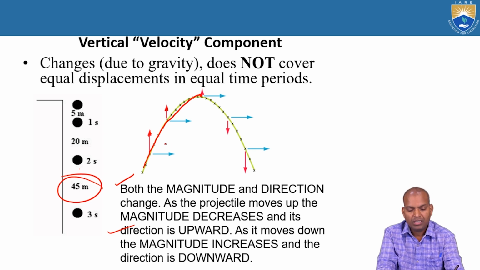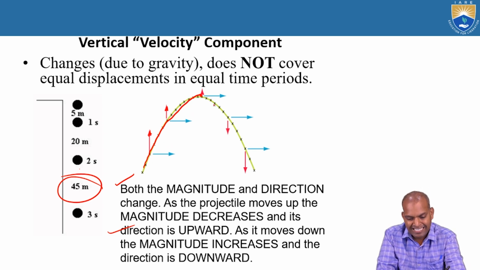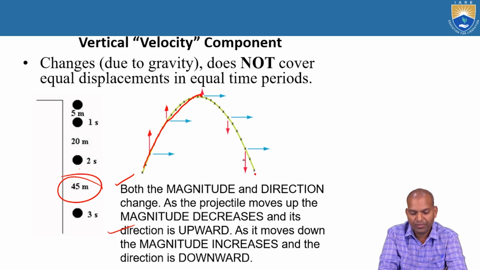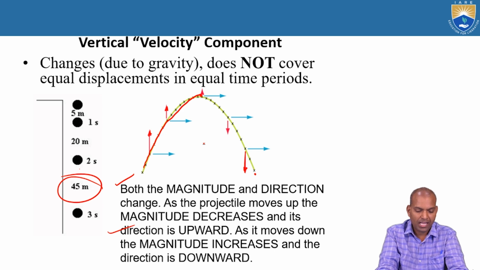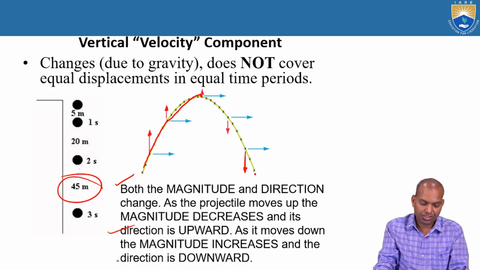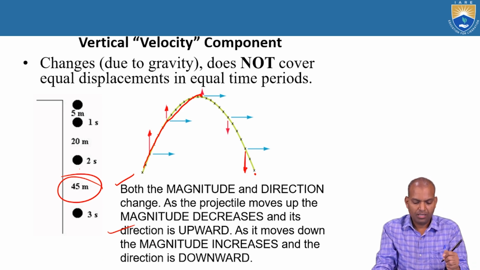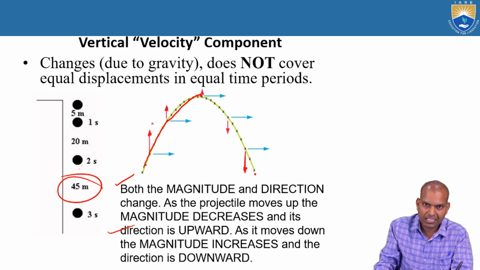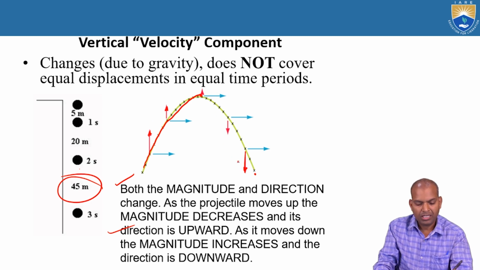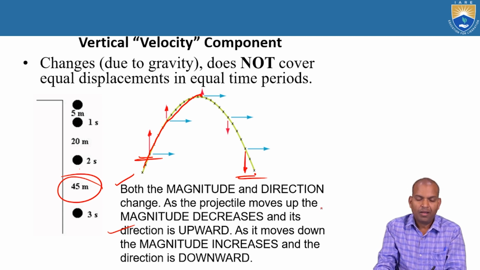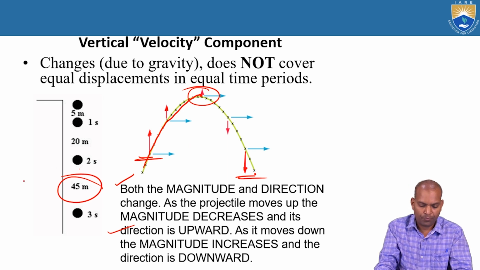Now as it moves down, what will happen to the velocity component? Again the magnitude of the vertical velocity component increases. Here it is zero, it is coming down, it increases, and when it reaches the surface it is at its greatest. As it moves down, the magnitude increases and the direction is downward. At the initial stage the magnitude is high, at the final stage the magnitude is high, but at the peak the magnitude is low.